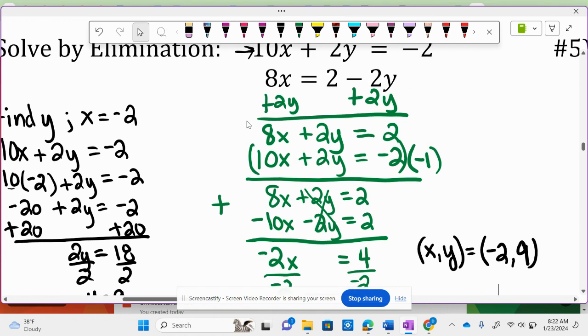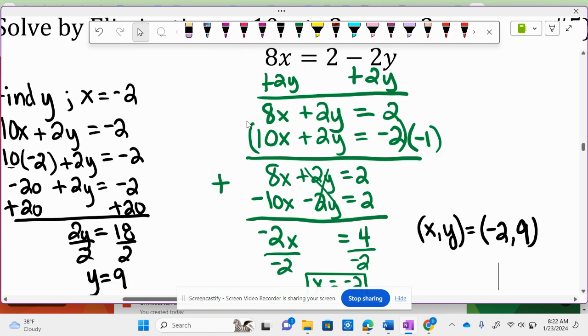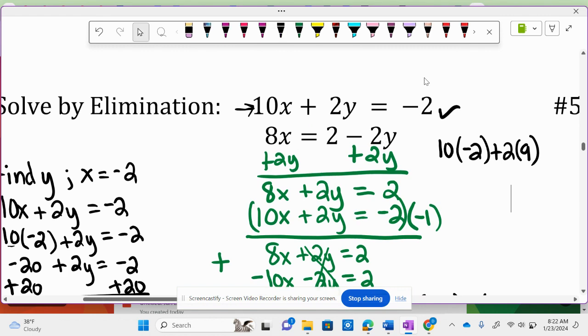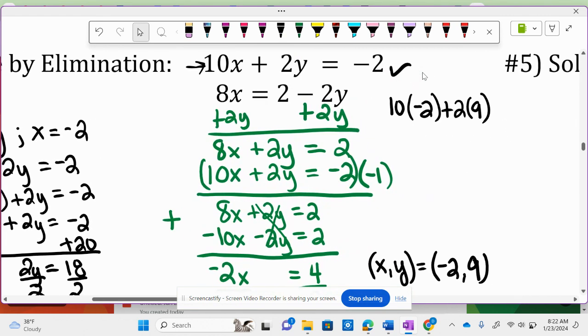All right, so when we do the check in our calculator, the first one's going to be pretty basic, right? You're going to do 10 times -2 plus 2 times 9. What do we get? What do you get when you do the check? You get 2 or -2? -2. That's what you're supposed to get.